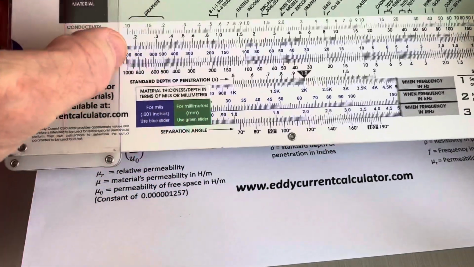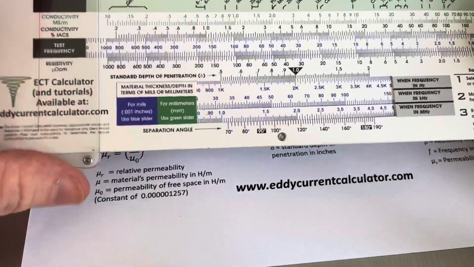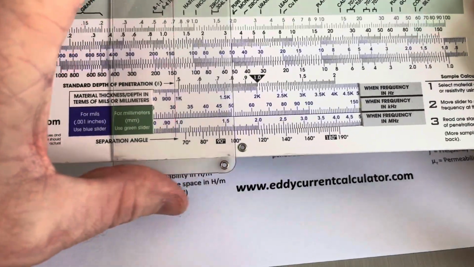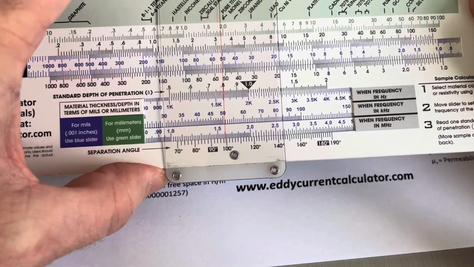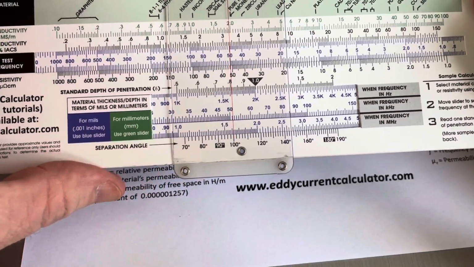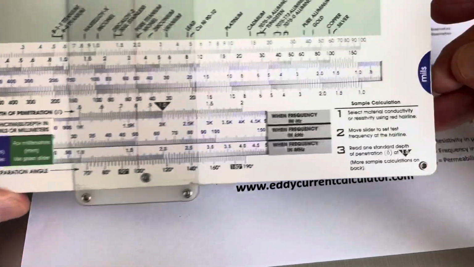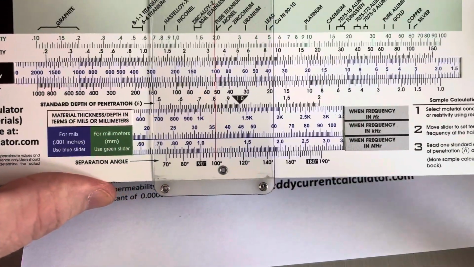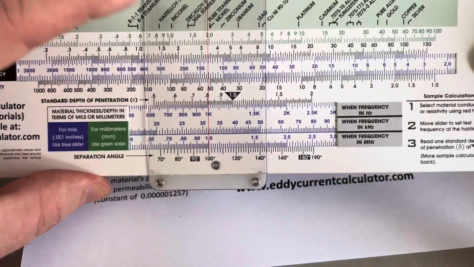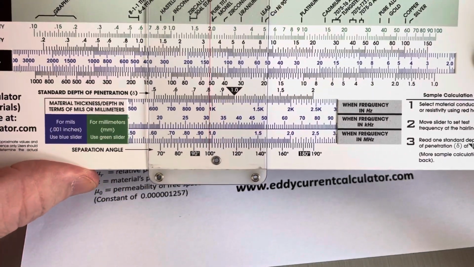If you look on the front, there's a standard depth of penetration scale here that moves horizontally across. What you're going to do is just take your red hairline and put that to 0.8 standard depths of penetration. So that puts 0.8 standard depth of penetration right at the back surface of your material. And then we use this little slide card in the middle to line up 0.8 with the thickness of our plate, which is 30 mils. We're going to line it right up there.